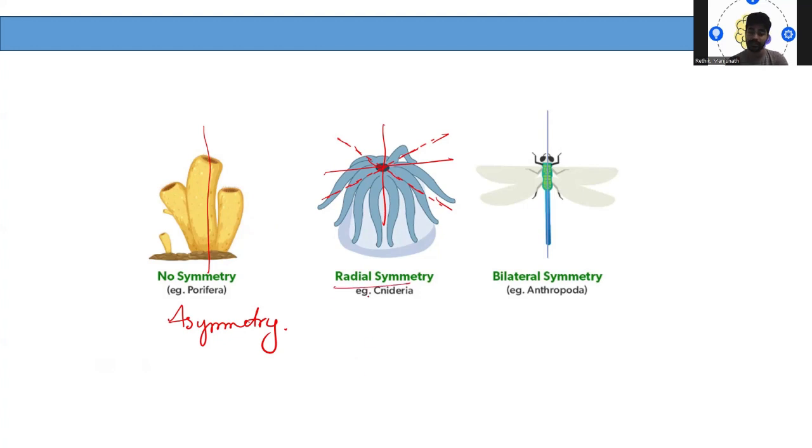The last one is bilateral symmetry. When you pass a plane through the central axis of the body, it only divides the body into two equal identical halves and not more than that. That means only two, right half and left half. So they are called bilateral symmetry. So this is all about symmetry.